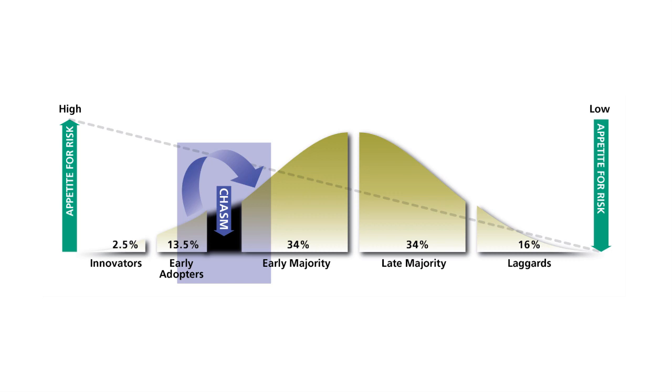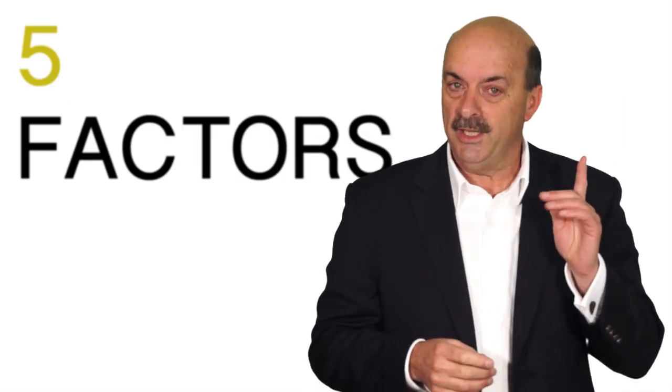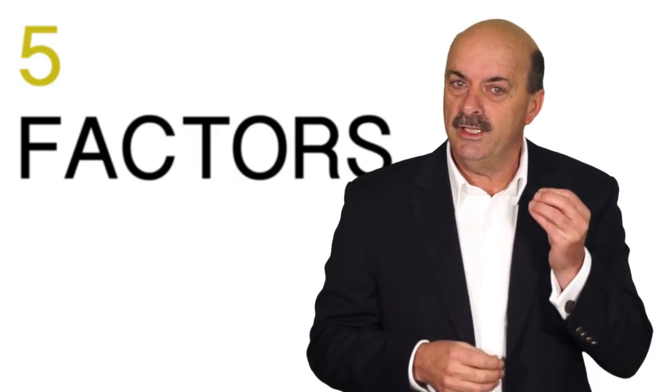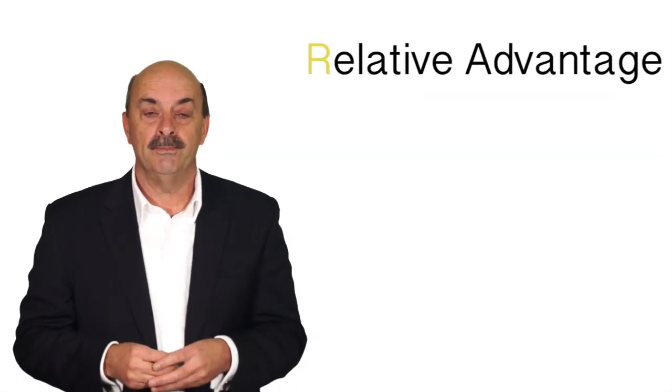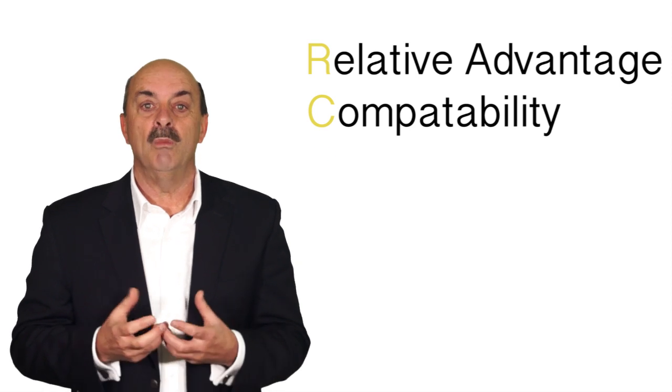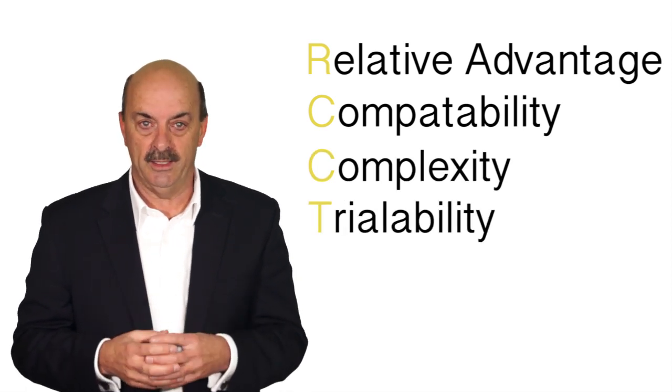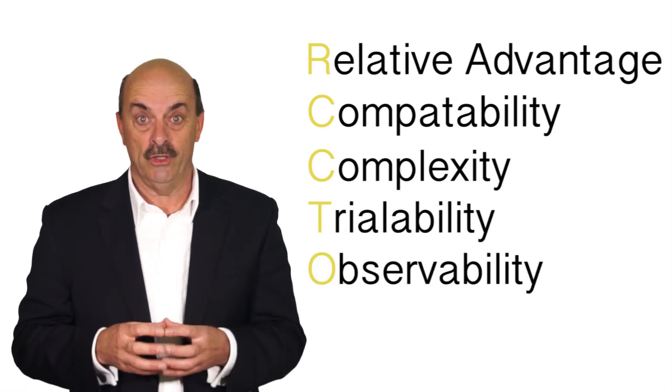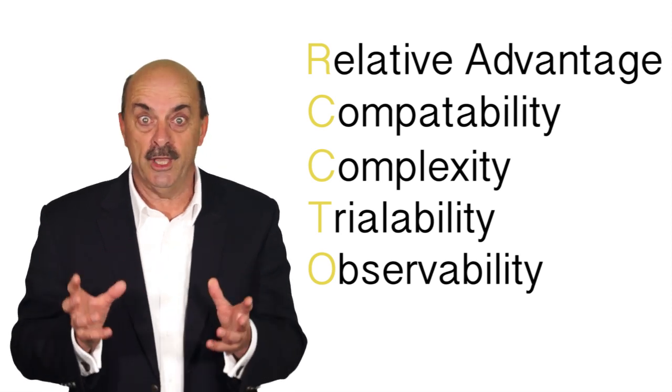It won't happen. Now that you know about the adoption curve, you're probably wondering, how do I influence it? 5 factors to think about, 5 things to consider to get to the early and late majority: relative advantage, compatibility, complexity, trialability, and the last one, observability. Let's see what we can do with those.